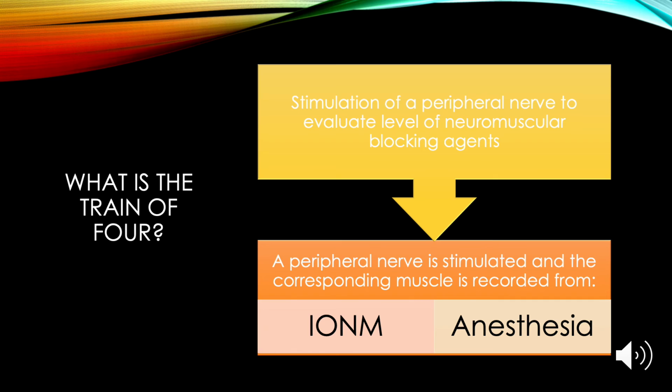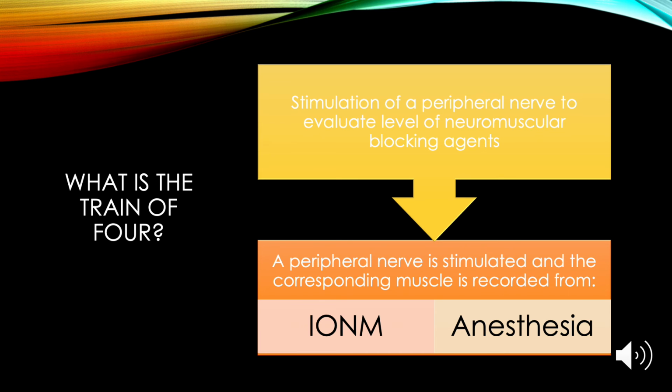Now, this is called the train of four. The train of four consists of stimulation to a peripheral nerve to evaluate the level of neuromuscular blocking agents. So we stimulate the nerve peripherally and then record from the closest muscle that is innervated by that nerve. This way, we're able to directly assess the neuromuscular junction, taking out any other factors such as cortical neurons, spinal cord dysfunction, or even peripheral nerve disease above that level.